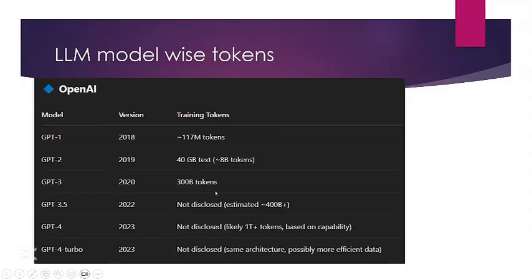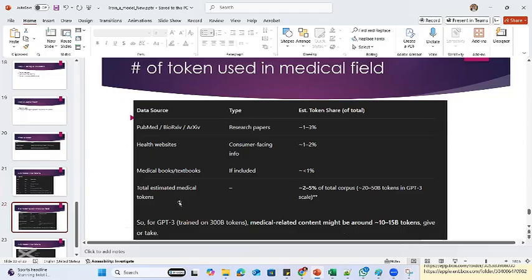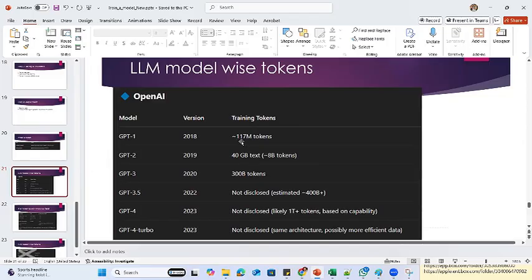They have not given the number of tokens used for 3.5, 4, and 4 turbo. 4 turbo is the most accurate, and that is the one they give when we get the paid version. So if you go to these tokens, let's say this 117 million tokens is used for the general domains. General domains means covering all the domains, right?